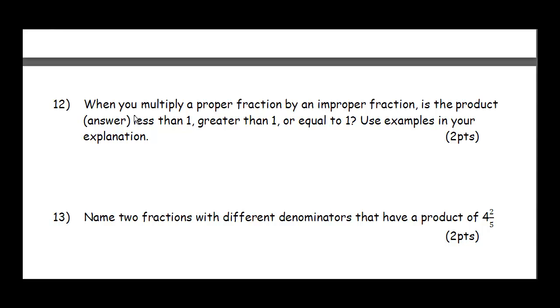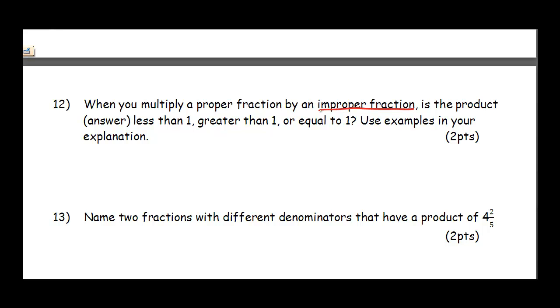Okay, for number 12, when you multiply a proper fraction by an improper fraction, is the product, or answer, less than 1, greater than 1, or equal to 1? Use examples in your explanation. Okay, so it's saying when you multiply a proper fraction by an improper fraction. An improper fraction would be one with the numerator larger than the denominator, right? That's what an improper fraction is.